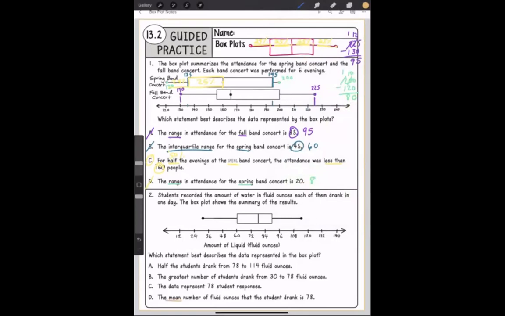It says the mean number of fluid ounces that the students drank is 78. If you remember what we learned yesterday, we talked about median, IQR, range, maximum, minimum, Q1, Q3. We didn't talk anything about mean. The reason is you cannot find mean from a box plot, because we don't know all the individual values. All we know is the 5-number summary: min, max, median, Q1, Q3. We don't know the mean, so we can't say whether or not that's true.